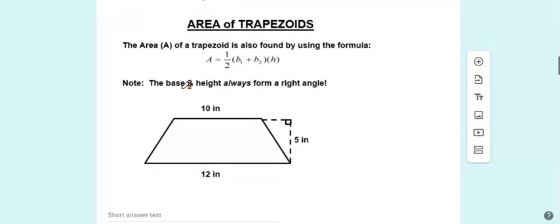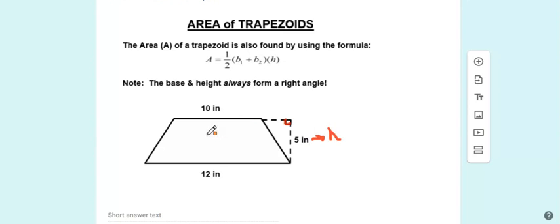A little note here, it says the base and the height always form a right angle. Okay, here's my right angle right here, this little box. And so this base and this height form a right angle. And so this right here, this 5, would be my H, the height of the trapezoid.